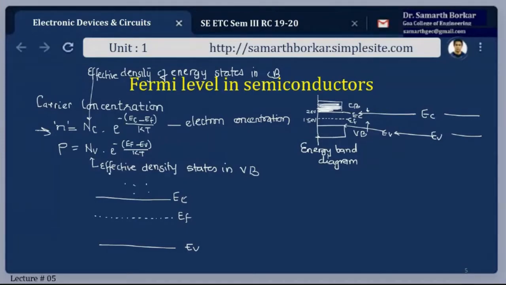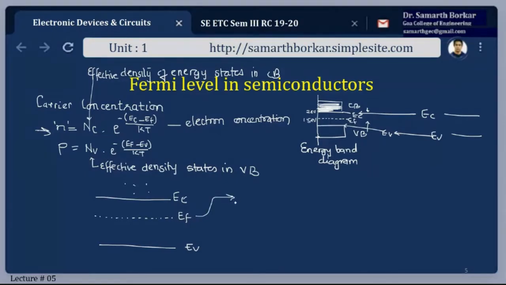Fine. Now, NC is typically a constant value, and k is also constant. So what you can change to vary the value of n is EC, EF, and T. So we say that n is a function of EC minus EF and temperature. And what is EC minus EF? From this pictorial representation, it is simply the difference between two energy levels. Now, what is EF? Let me write here.